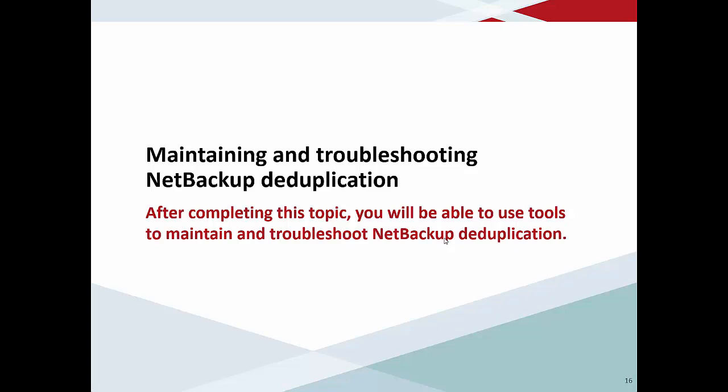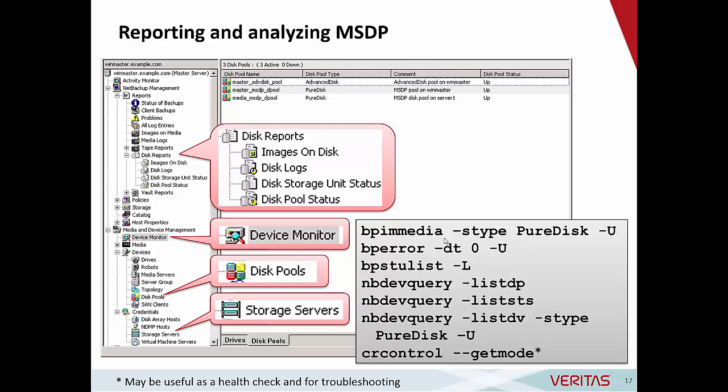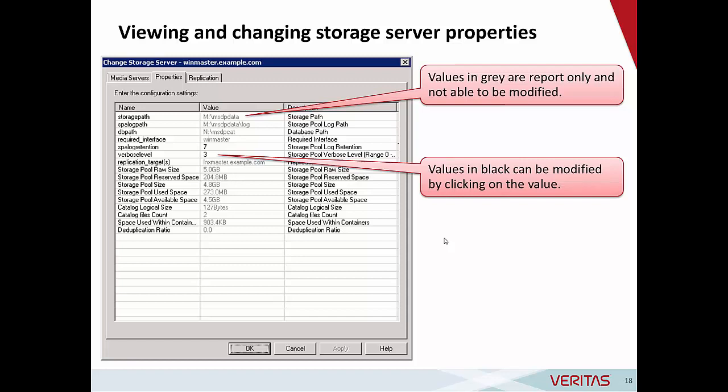In the next topic, we'll discuss maintaining and troubleshooting MSDP pools. There are multiple points to gather information about your MSDP pools within NetBackup, the same reports that we've seen for other types of disk pools. The disk reports in the admin console, the device monitor, the disk pools and storage server properties, as well as commands like nbdevquery from the command line, the OpsCenter interface, all have great reporting capability for giving you information about your dedupe pools.